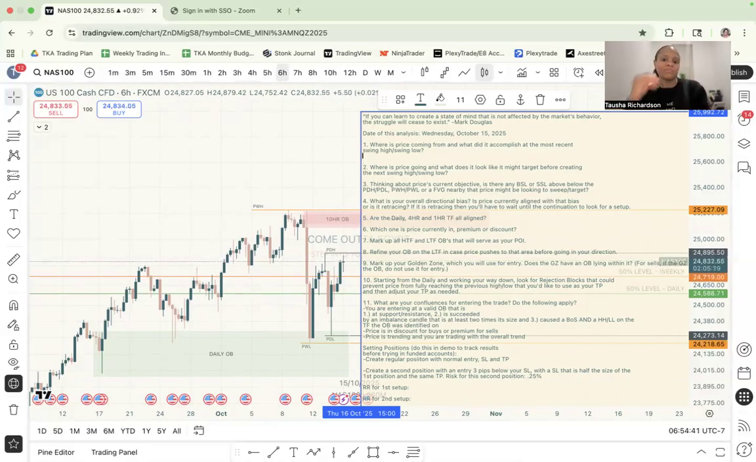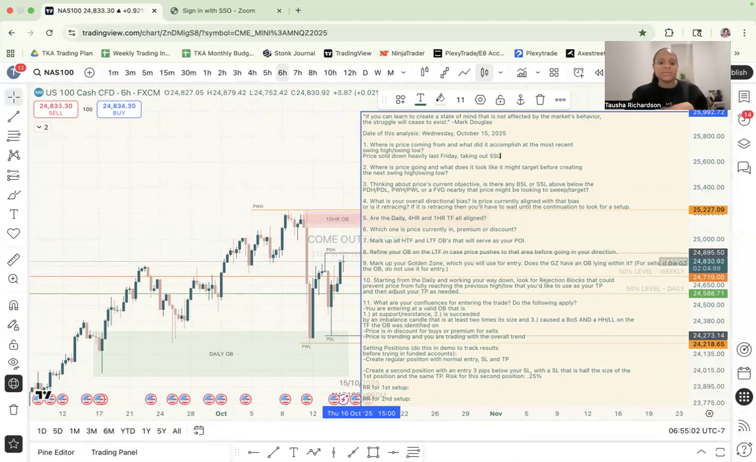Okay, so where's price coming from? So price sold down heavily last Friday, taking out sell side liquidity, and we'll leave it at that. I'm going to answer where it's going next. So that's what it did, right?